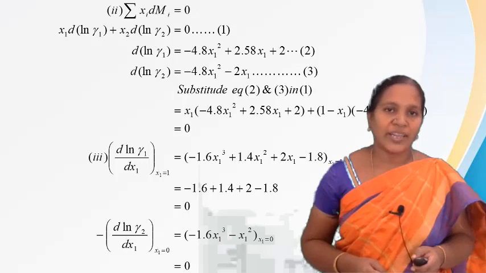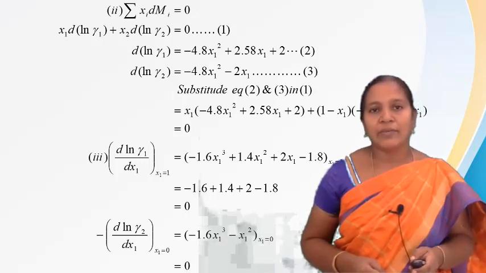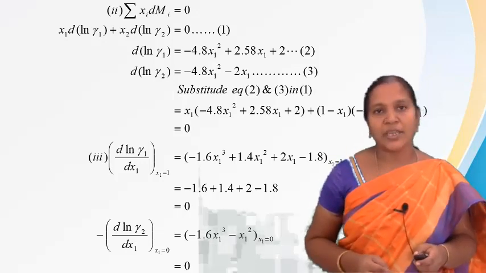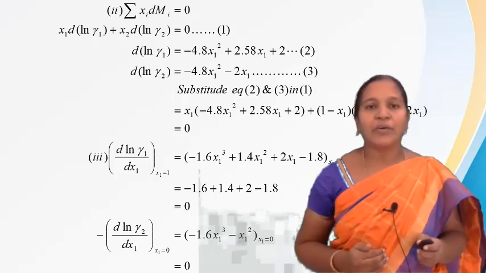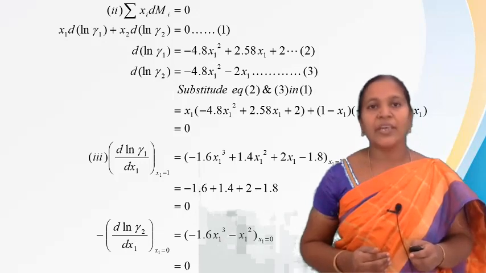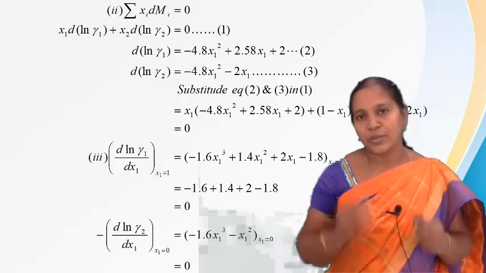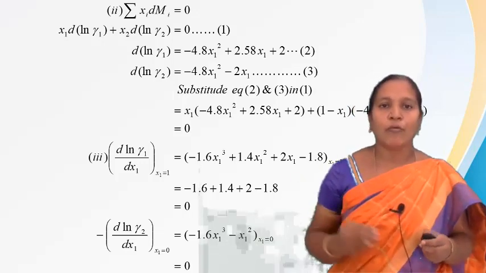Now coming to the next bit. Sigma xi dMi is equal to 0. This is the Gibbs-Duhem equation. In place of M, we have to substitute ln gamma 1 and ln gamma 2 and expand the sigma term. x1 d of ln gamma 1 plus x2 d of ln gamma 2 is equal to 0. We note it as equation 1.